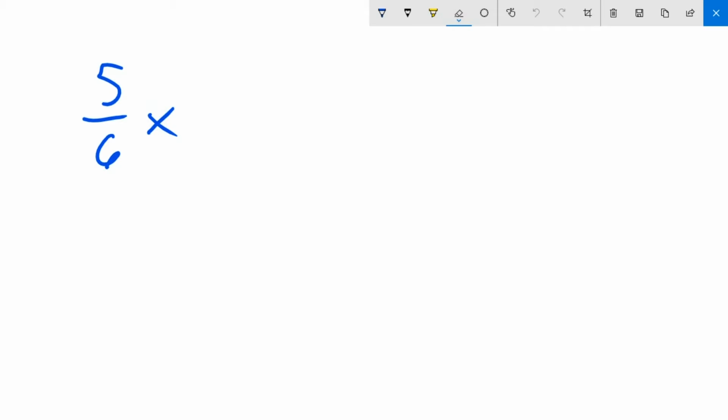Well, the easiest way is to multiply by the reciprocal. Multiply by the reciprocal. Anyone knows what that means? Reciprocal is where you take the fraction and you just flip it over. So 5/6, you flip it over, and now you have 6/5.